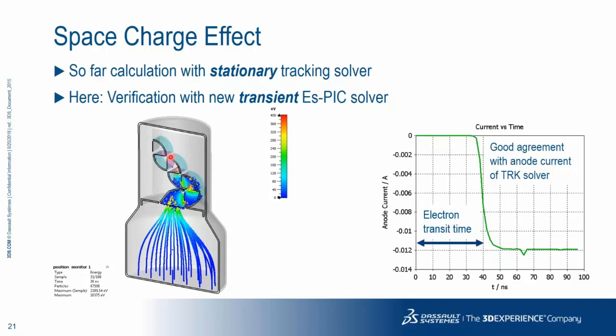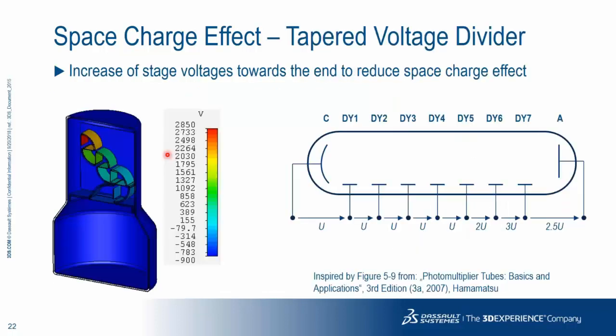Let's say, in order to work around the space charge effect, we could think of draining or getting rid of the particles more easily, because if there are not so many particles anymore, the space charge effect is not so pronounced. In order to do so, you could increase the potential values towards the anode here. And this typically you could do with a so-called tapered voltage divider, which is also inspired from the Photomultiplier Handbook from Hamamatsu.